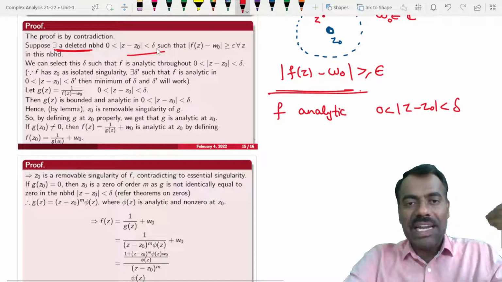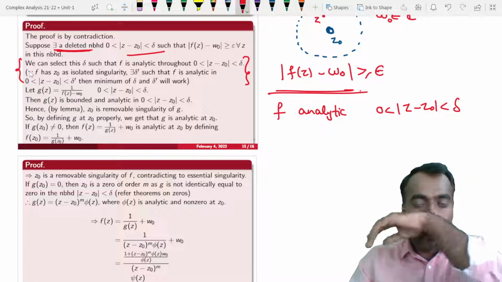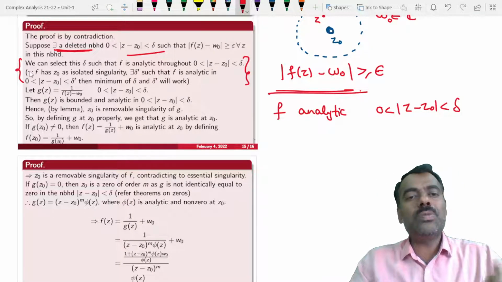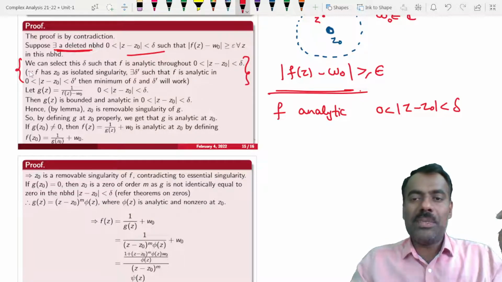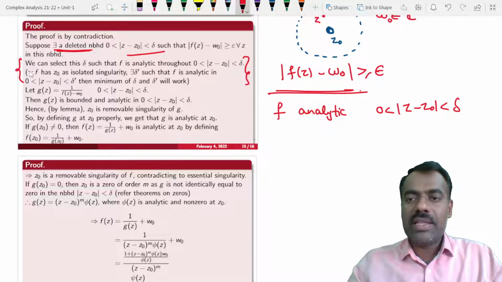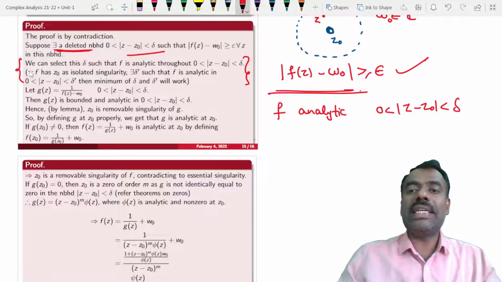If this delta is different, as I explained, from this part we will get another delta prime. Then take the minimum of delta and delta prime, and both conditions are satisfied. That means f is analytic in that deleted neighborhood, and mod f of z minus w naught is greater than or equal to epsilon in that neighborhood.